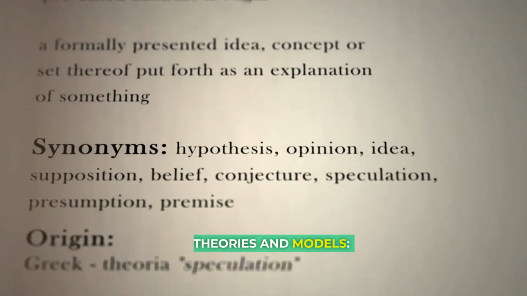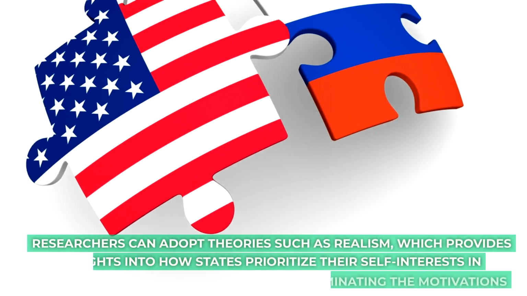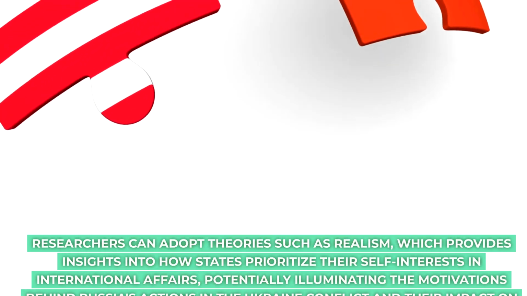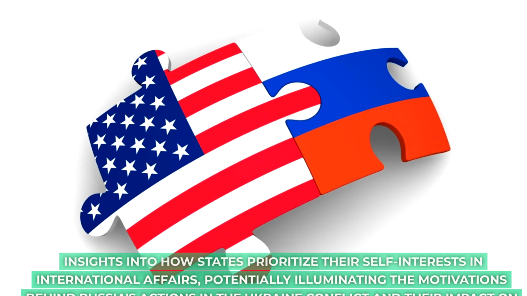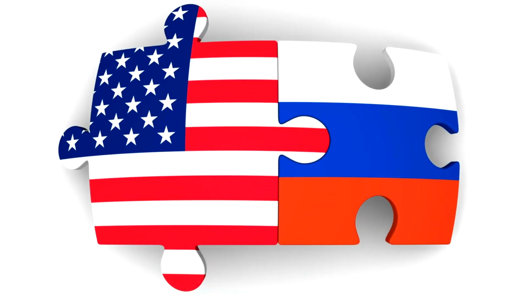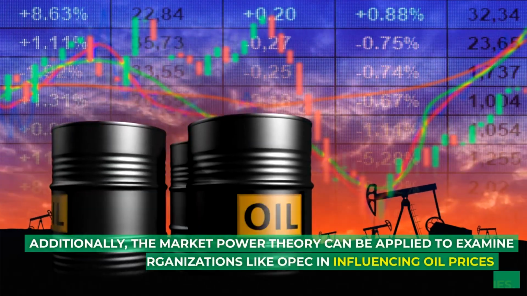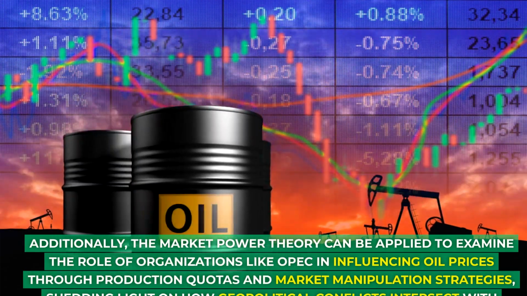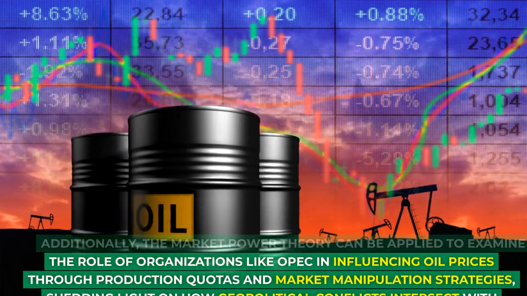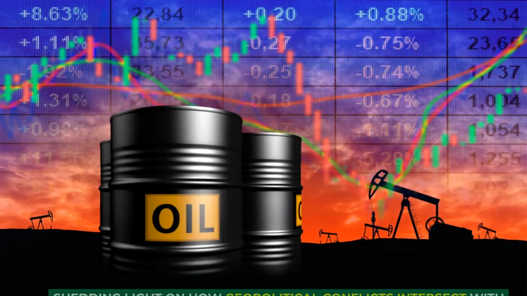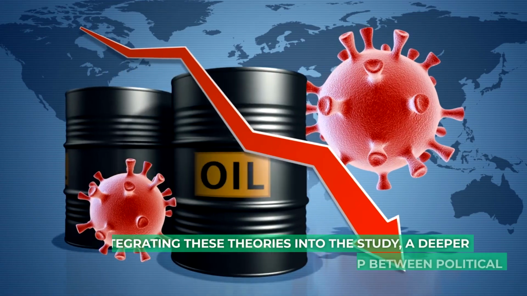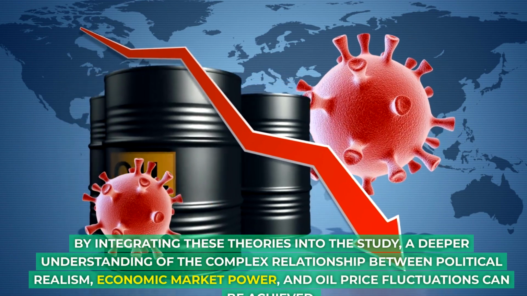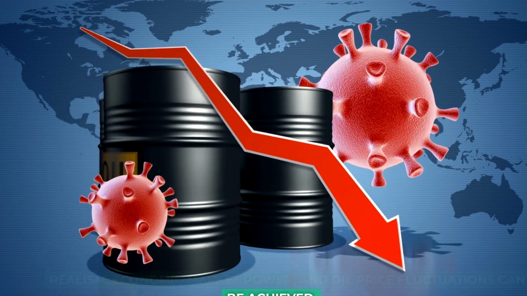Theories and models. Researchers can adopt theories such as realism, which provides insights into how states prioritize their self-interests in international affairs, potentially illuminating the motivations behind Russia's actions in the Ukraine conflict and their impact on oil prices. Additionally, the market power theory can be applied to examine the role of organizations like OPEC in influencing oil prices through production quotas and market manipulation strategies, shedding light on how geopolitical conflicts intersect with market dynamics. By integrating these theories into the study, a deeper understanding of the complex relationship between political realism, economic market power, and oil price fluctuations can be achieved.